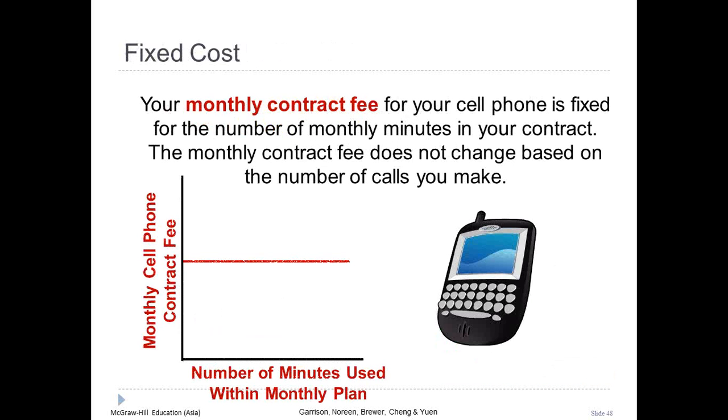A fixed cost is constant within the relevant range. In other words, fixed costs do not change for changes in activity that fall within the relevant range. The operative word is relevant range. For example, your monthly contract fee for your cell phone is a fixed amount for a certain number of minutes. The monthly contract fee does not change based on the number of calls you make. Of course, if you go over your monthly minutes allotment, you have exceeded the relevant range for your monthly contract and will be charged above and beyond your monthly contract fee.